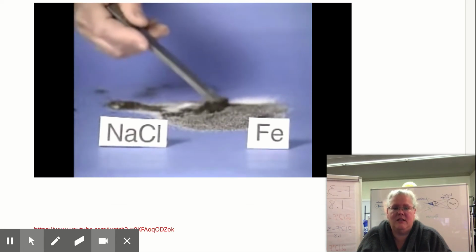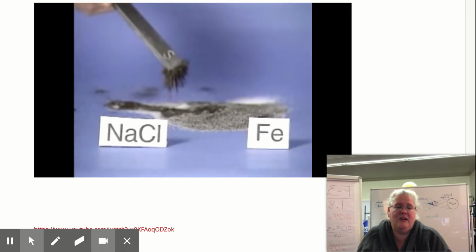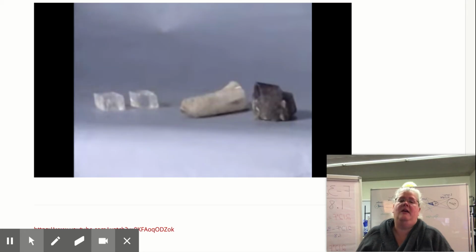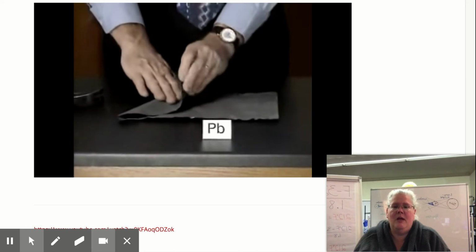Sodium chloride is salt, and iron has different characteristics. I can actually separate the iron out from the salt using a magnet. We've got some salt crystals there versus some calcium for bone.